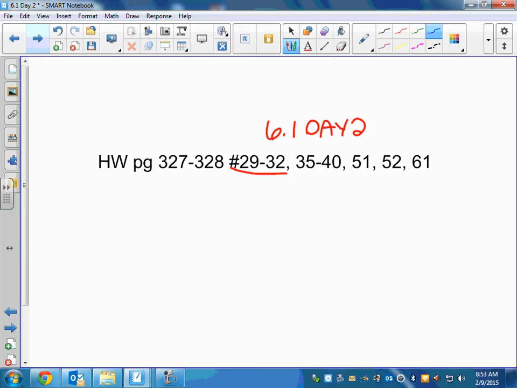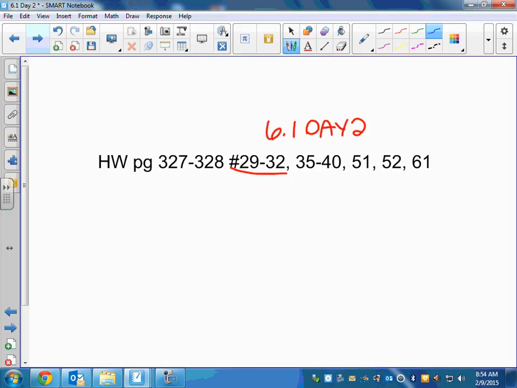29 through 32 are the ones where they want you to draw your own slope field, which means they want you to make a little graphic. We'll do one together. We'll not do the easy ones, we'll do one of the hard ones. And then 35 through 40 are matching, and again, use process of elimination to help you on those. And then 51 and 52 give you a slope field, and they ask you to think about could you find the equation that goes with it. And then 61 is multiple choice. But 29 through 32 are going to be the rough ones.